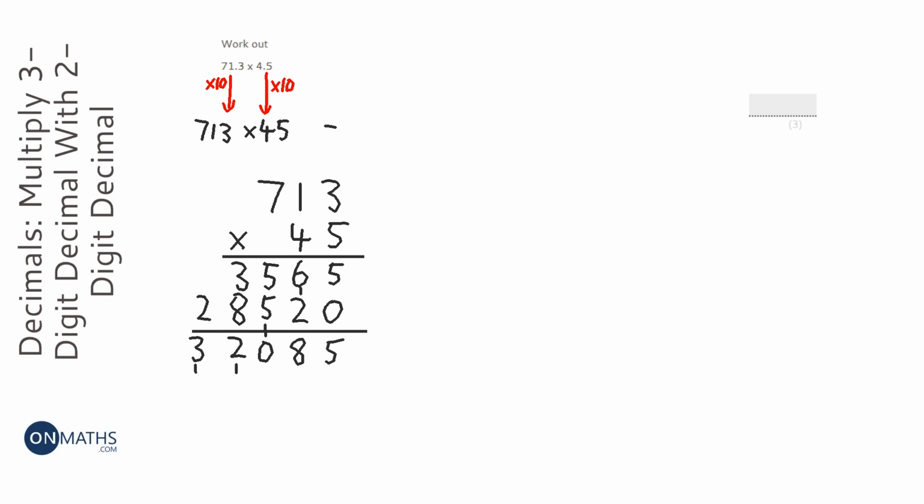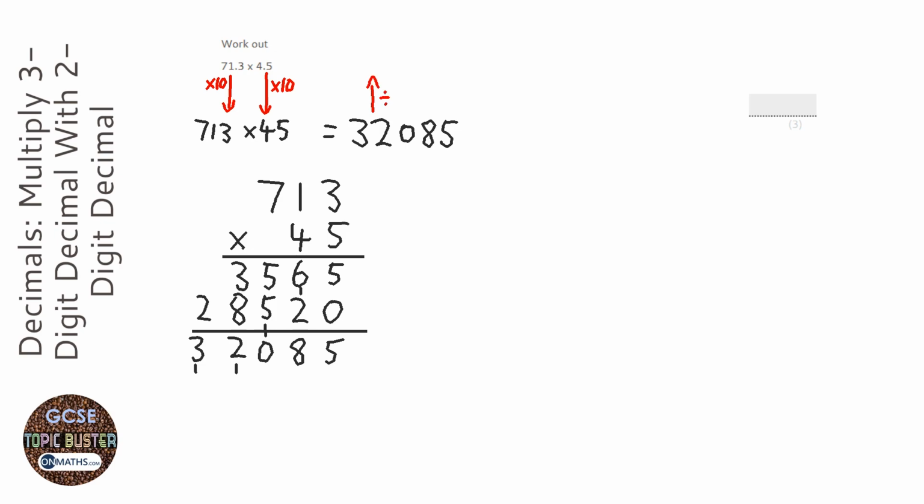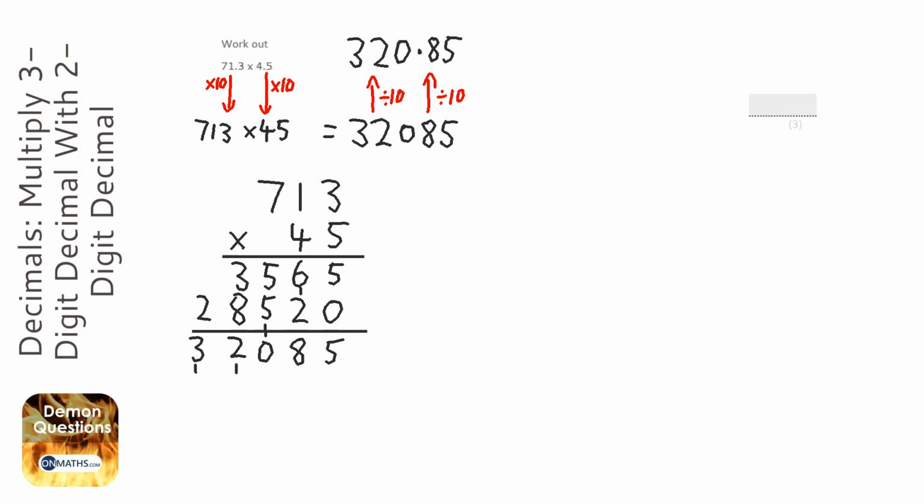So this is going to equal 32,085. But the problem is we times two numbers by 10, so we need to undo that, and we do that by dividing it by 10 and then dividing it by 10 again. So in total we've divided it by 100. So it's going to be 32 with a 0 and then 0.85. So the answer is 320.85.